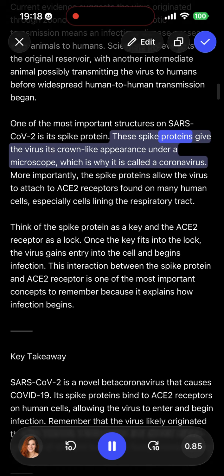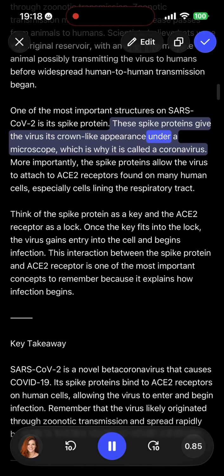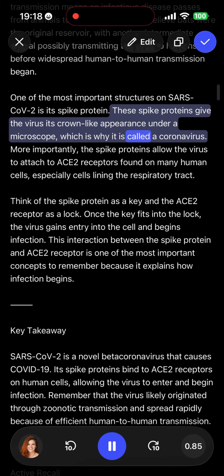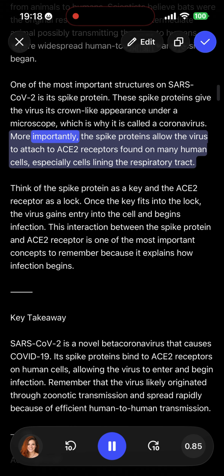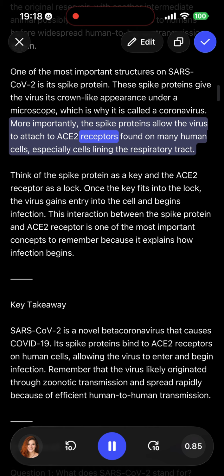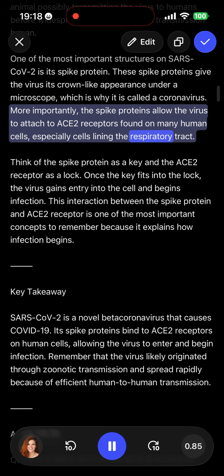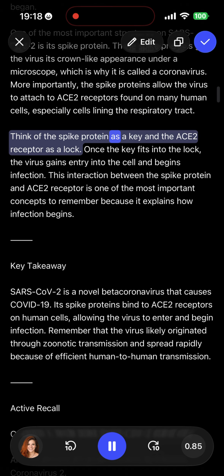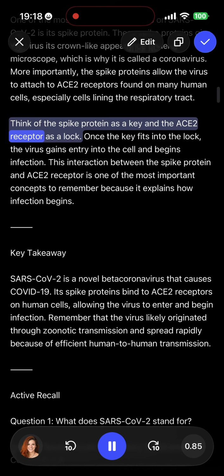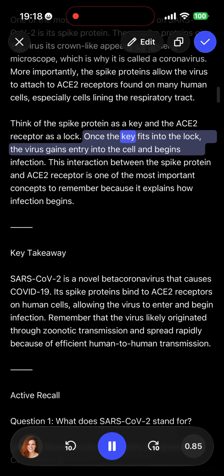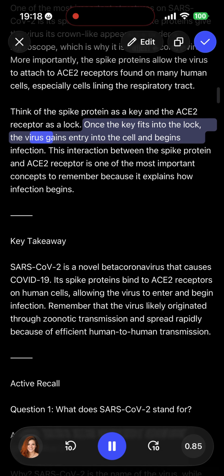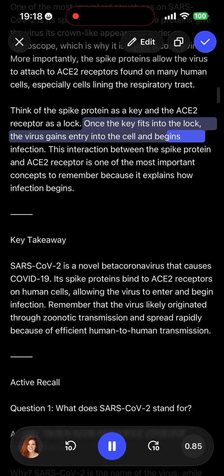These spike proteins give the virus its crown-like appearance under a microscope, which is why it is called a coronavirus. More importantly, the spike proteins allow the virus to attach to ACE2 receptors found on many human cells, especially cells lining the respiratory tract. Think of the spike protein as a key and the ACE2 receptor as a lock. Once the key fits into the lock, the virus gains entry into the cell and begins infection.